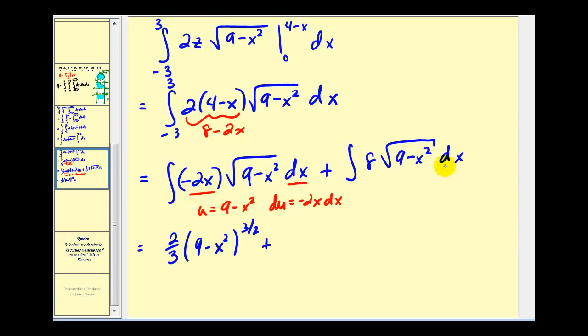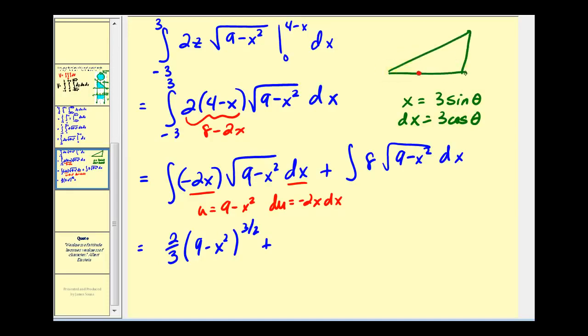Plus, now this integral is going to require trig substitution. So if we let x equal 3 sine theta, then dx would be equal to 3 cosine theta. Let's go ahead and model theta. So sine theta would be x over 3. So this would be the square root of 9 minus x squared. Looks like I forgot the d theta here.